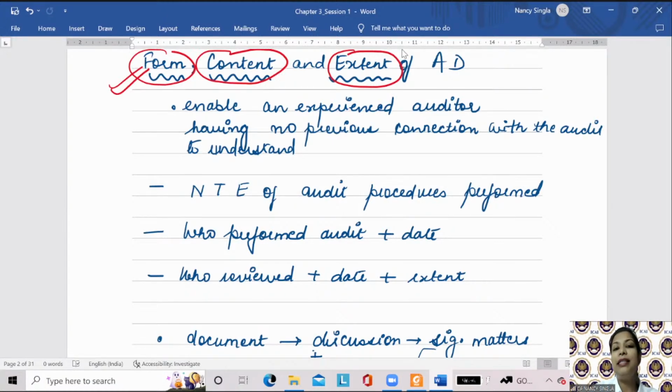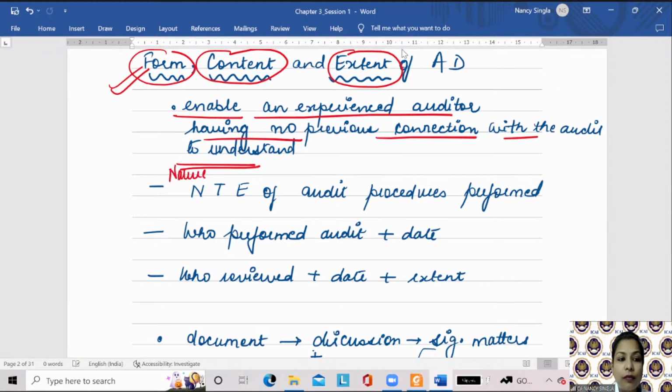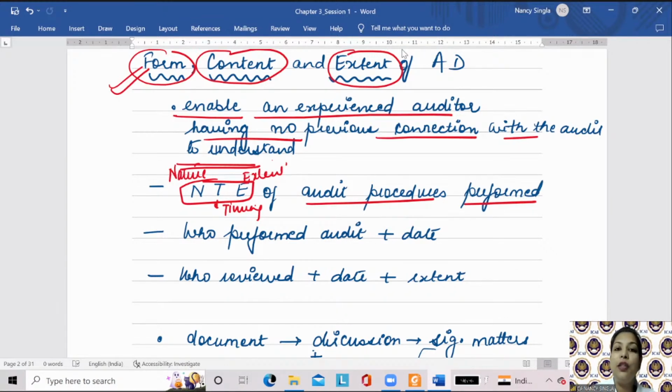So the form, content and extent of audit documentation should be such that it should enable an experienced auditor, MNO and Associates in our case, having no previous connection with the audit, that is the audit of X Limited in our case, to understand the nature, the timing and the extent of audit procedures performed. Now, what is NTE, nature, timing, extent of audit procedures, I'll discuss in detail later on. For now, try to understand that an experienced auditor not having a previous connection with the audit should be able to understand what audit procedures were performed.